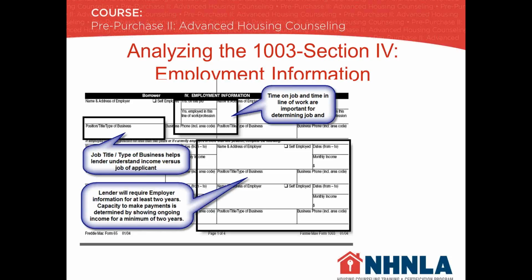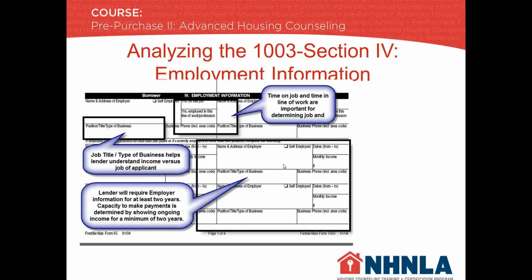Now, if you look over at the second bubble, the job title and the type of business, this is going to help the lender understand the income versus the job of the applicant. Particularly if someone is, let's say, self-employed. So in that case, the type of business is self-employed, and then that is going to be a trigger that they're going to want additional information there.